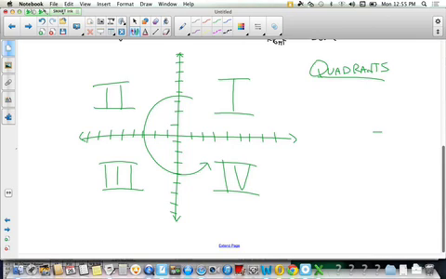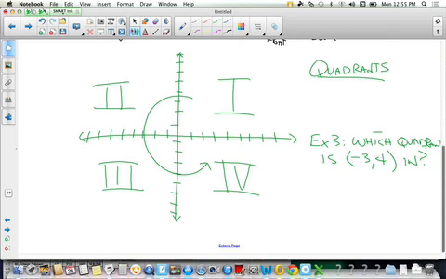So for example, let's make this example 3: which quadrant, abbreviated quadrant, is, let's say -3, 4. What quadrant is -3, 4 in? That's the question. Okay, so the first thing we want to do is take that point and put that point on our graph.